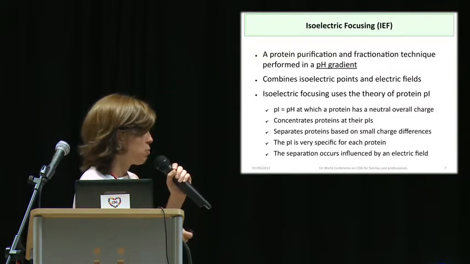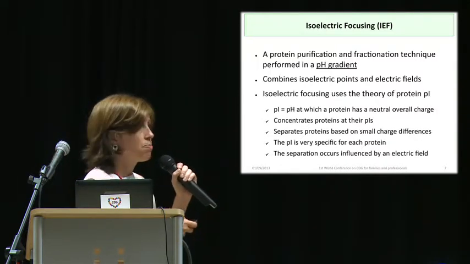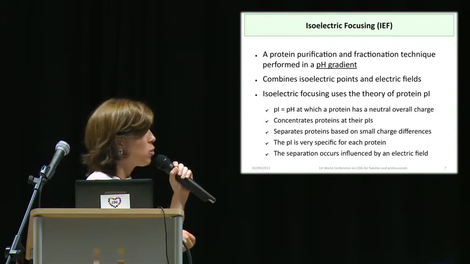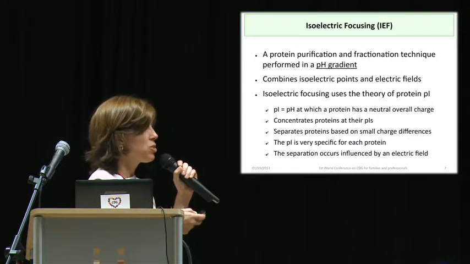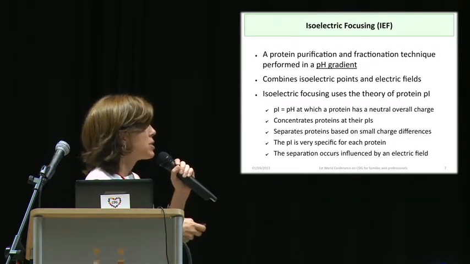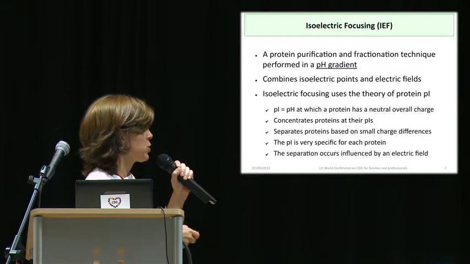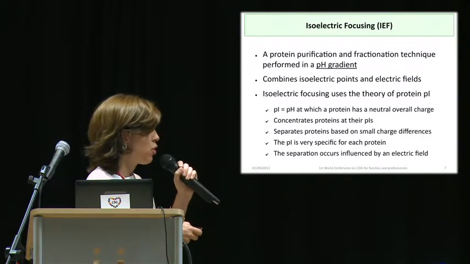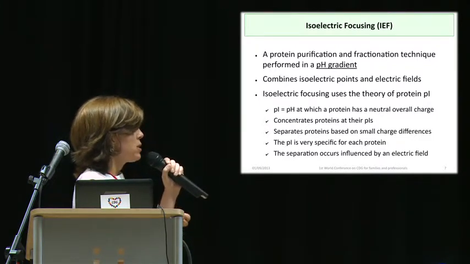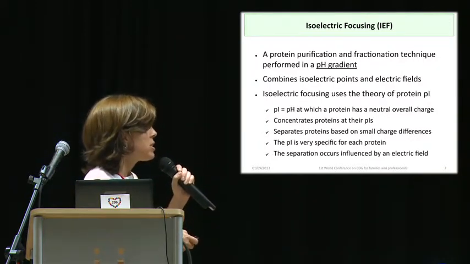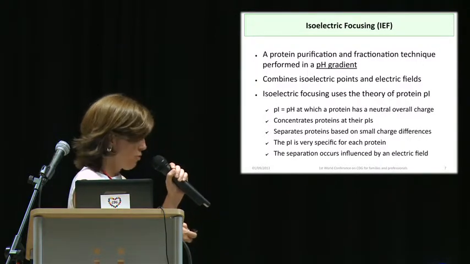What is the isoelectric point? It's the pH at which the protein has a neutral overall charge. Then the positive charges equal the negative charges. So it's a technique that concentrates proteins at their isoelectric points. The isoelectric points are very specific for each protein, so they separate proteins based on small charge differences. The separation, as I said, occurs under the influence of an electric field.